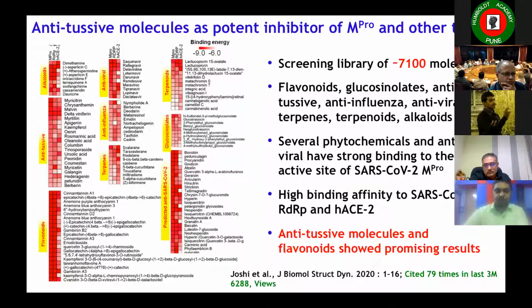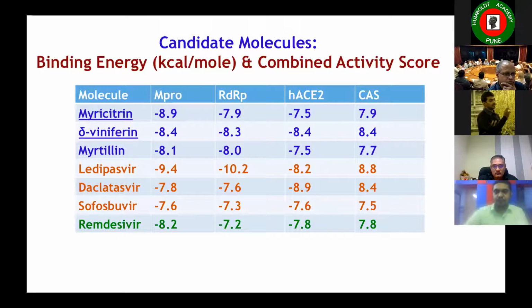Several of these phytochemicals were actually showing strong binding to the MPRO, which is the main protease target, as well as the other targets that I was mentioning. One is the RDRPs, as well as the human angiotensin converting enzyme 2 receptor. So we identified several molecules which showed very promising data, but again, all of you know remdesivir, which is currently used, and it is quite effective.